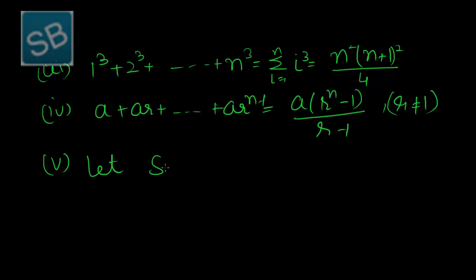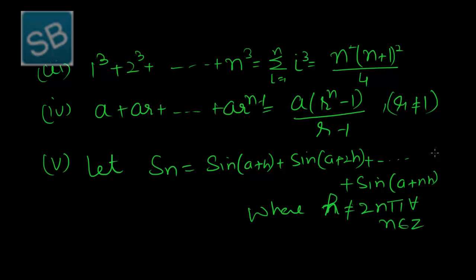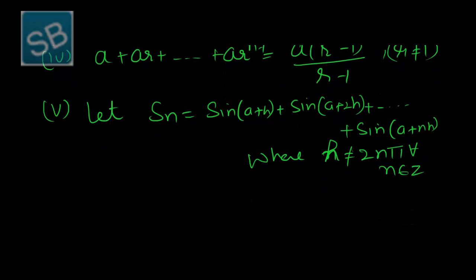Let Sn be equal to sine of a plus h plus sine of a plus 2h, plus so on, up to sine of a plus nh, where h is not equal to 2n pi for all n belonging to Z, because at 2n pi the value of sine becomes 0. Now we will solve this.